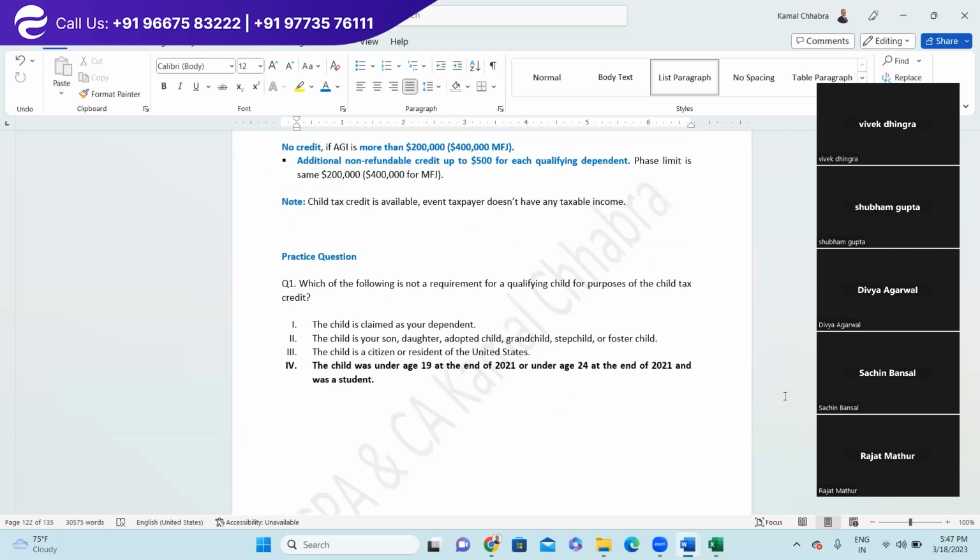Additional non-refundable credit up to $500 for each qualifying dependent. So for each qualifying dependent, you can consider an additional $500 of child tax credit, but that additional is non-refundable. You can adjust it against the taxable income, but you cannot claim that as a refund from the IRS. Any doubt here?